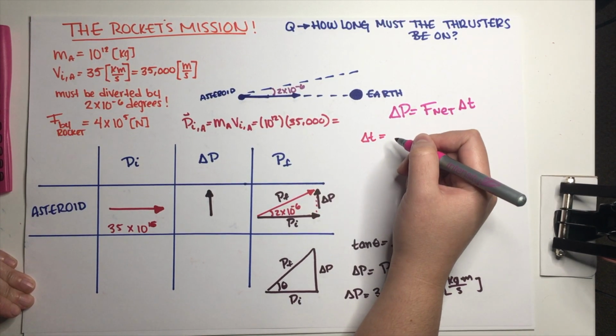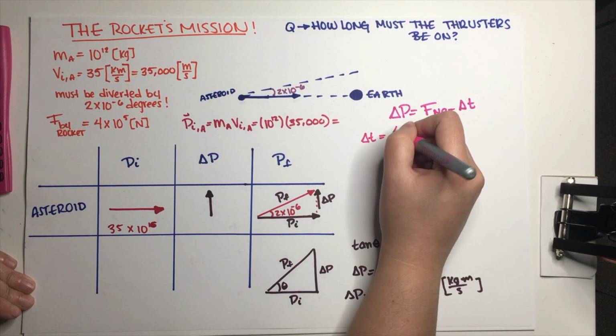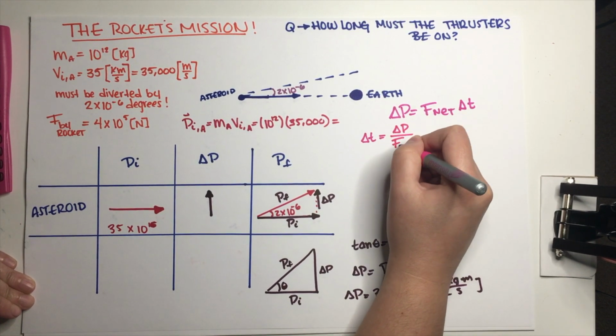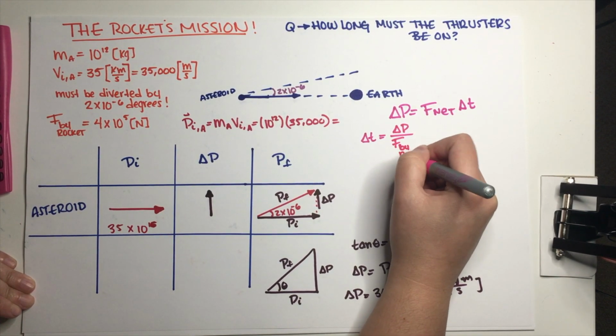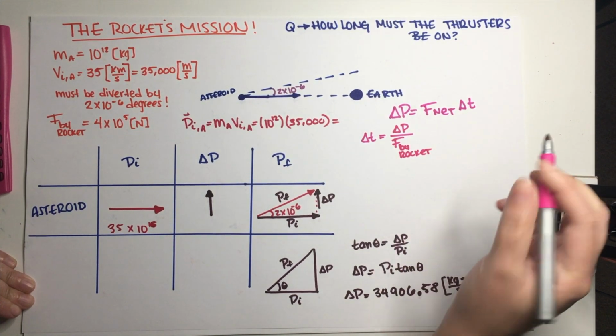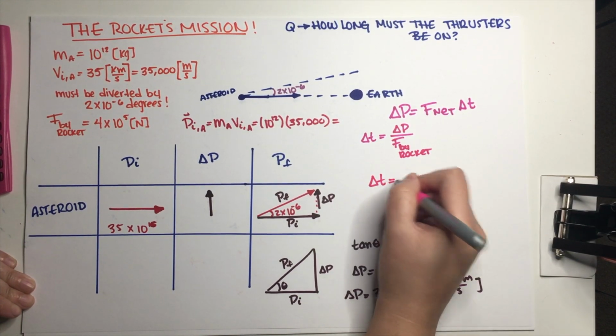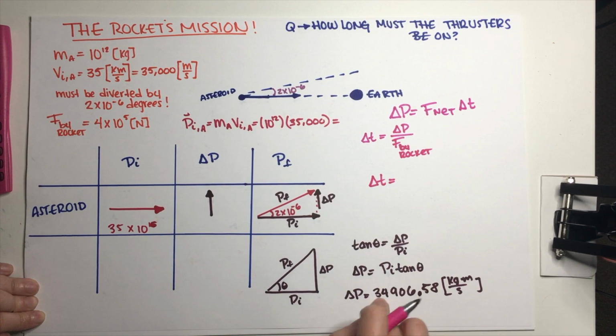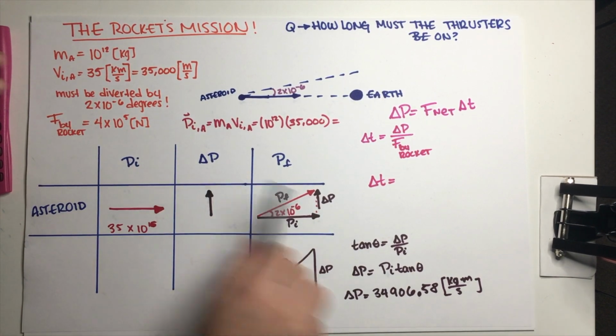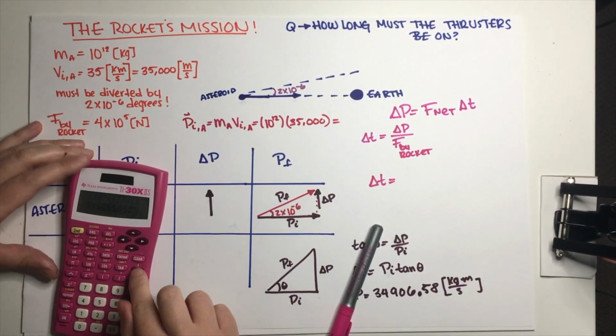So delta T is going to be equal to delta P divided by F by rocket. So I'm just going to go ahead and divide this big number by 4 times 10 to the 5.